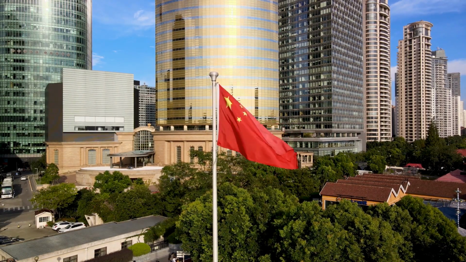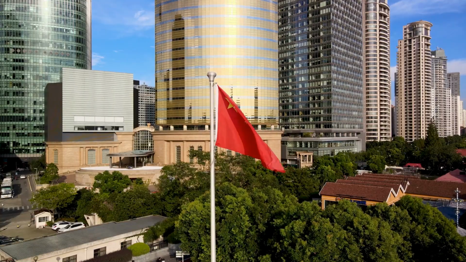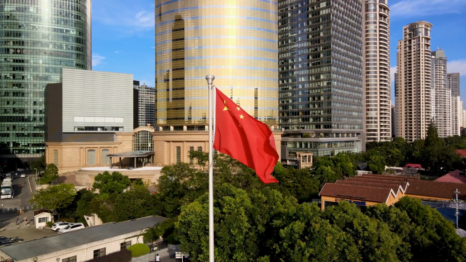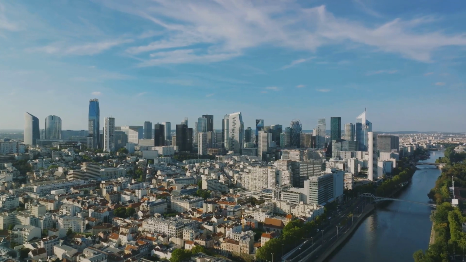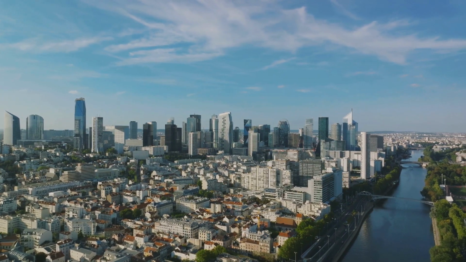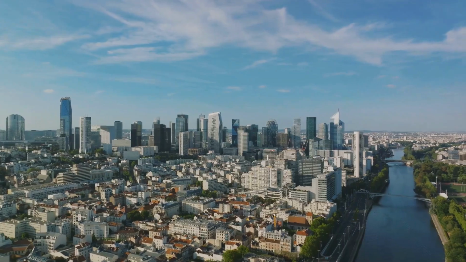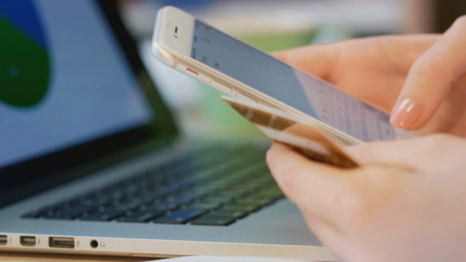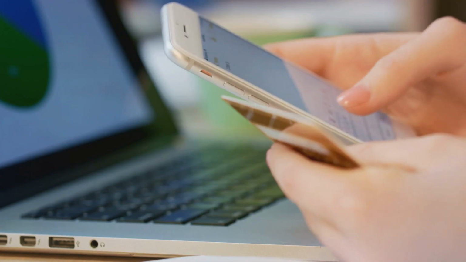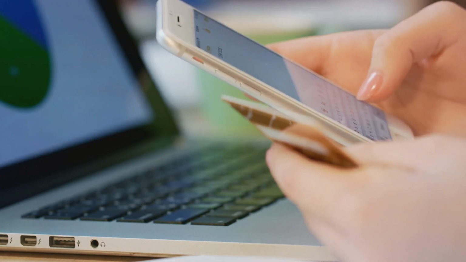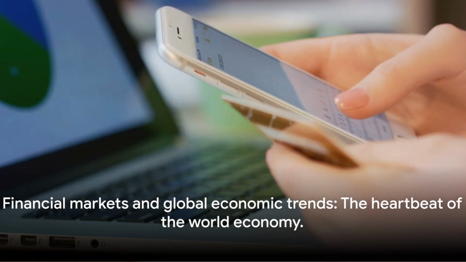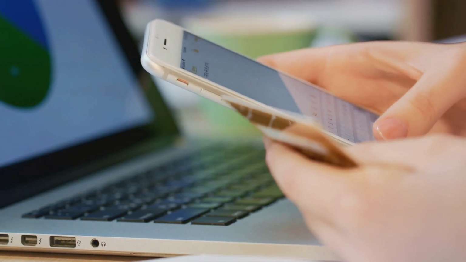Think about the current trend towards economic decoupling, where nations are rethinking their dependence on other countries for critical goods and services. This trend is causing ripples throughout financial markets, affecting investment strategies and altering the landscape of global finance. Or consider the trend towards greater financial inclusion, where technology is being used to bring financial services to those who have traditionally been excluded. This is not only a moral imperative, but also a massive economic opportunity, with new markets opening up and new consumers entering the financial system. Indeed, financial markets and global economic trends are the pulse of the global financial landscape.